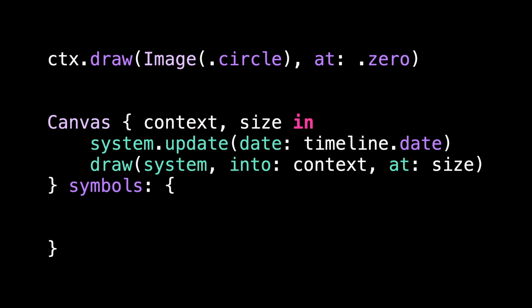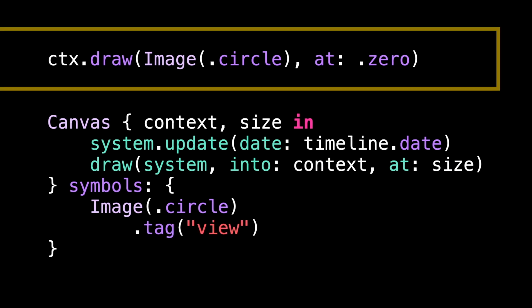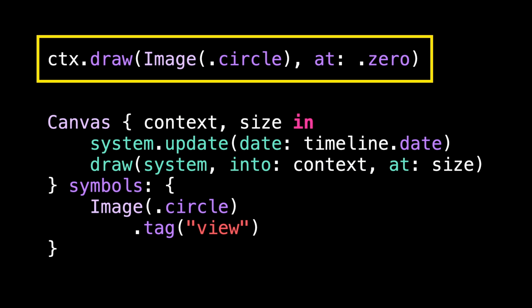Well, SwiftUI's canvas can accept a list of symbols to draw. These symbols can be any SwiftUI view. So, we can place our circle image into there, but there's one catch. We need to give it a unique tag so we can refer to it in the code. But just adding a name like view is fine for now. But then what should go here?